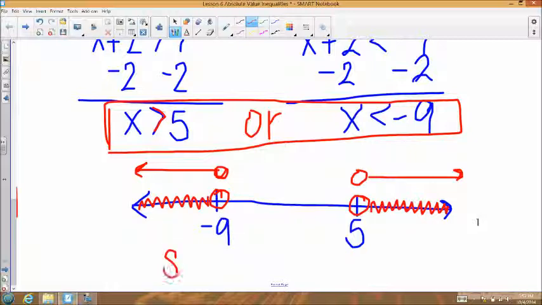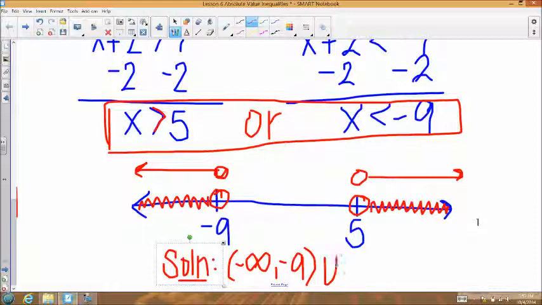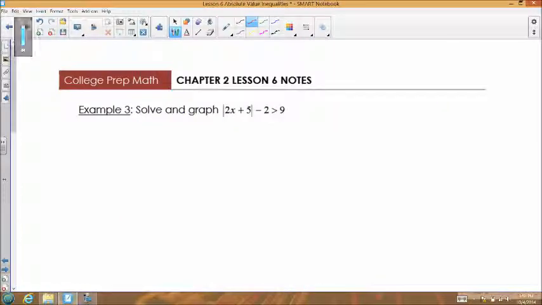So in interval notation, if I wanted to write my solution, I have -infinity. We always do open brackets at -infinity to -9, and a round bracket or open bracket at -9 because I'm not including it. Since it's an OR, we're going to do the union symbol. And then 5 going to positive infinity. So that's just another way to write it. So let's look at a couple more examples, and then that's really it for this lesson.